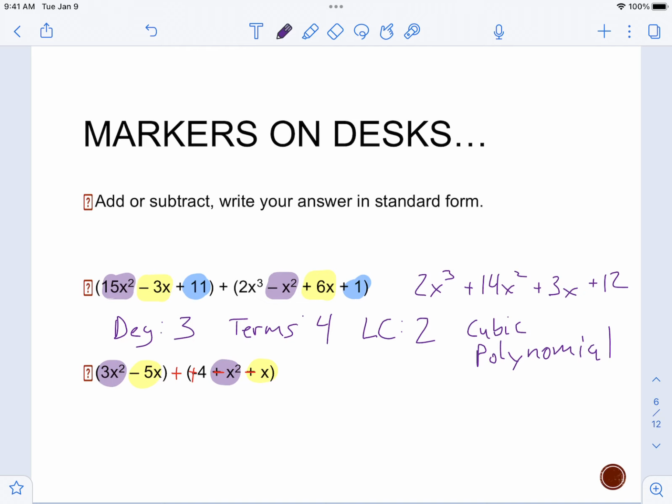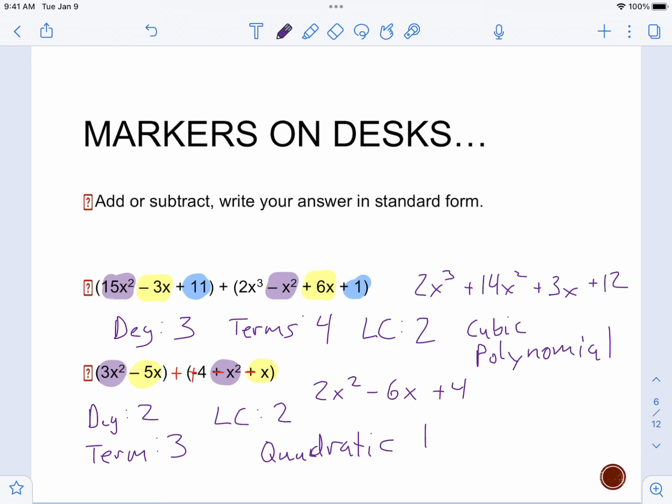All right, 3x squared minus x squared is 2x squared. Negative 5x minus x is minus 6x. And then that minus 4 became a plus 4 because we're subtracting it. These x's look pretty bad. Okay, degree, terms, and leading coefficient. The degree is 2. The terms, there are 3 of them. The leading coefficient is again 2, and that makes this a quadratic trinomial.